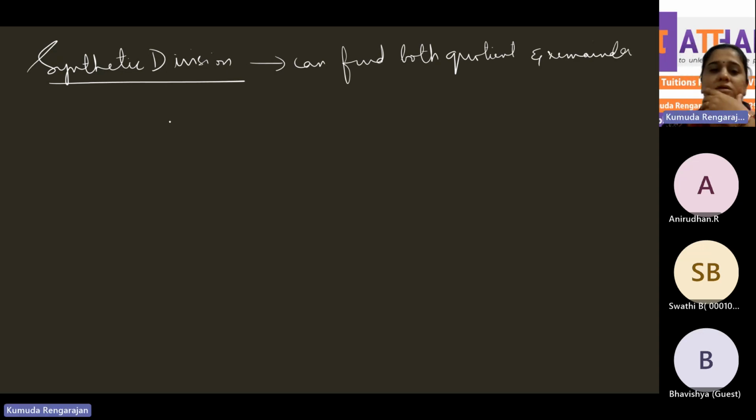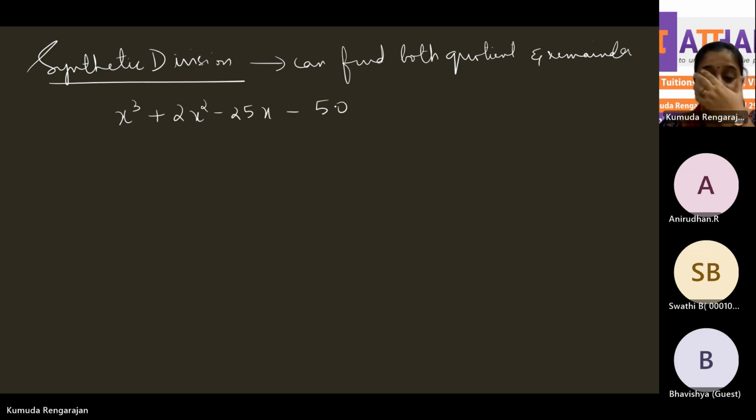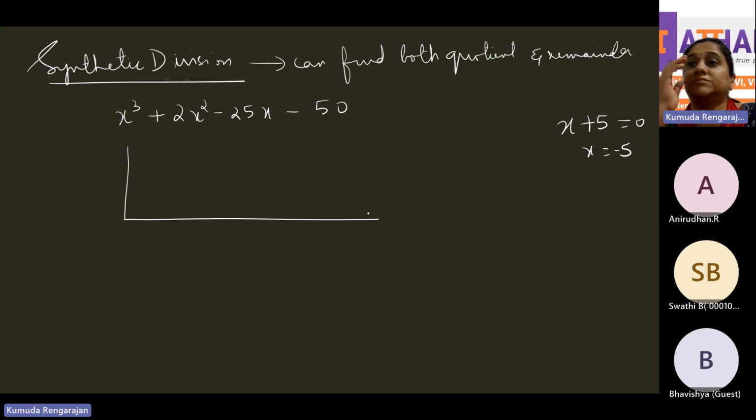Tell me what's that? Plus x square minus 25x minus 50. And what's the divisor? X plus 5. Okay, so equate it to 0. What do you get? X is equal to minus 5. Now here, how many of you have learned this in school? Okay, few of us have learned. Okay, no problem. Now, write out only the coefficients of the dividend.